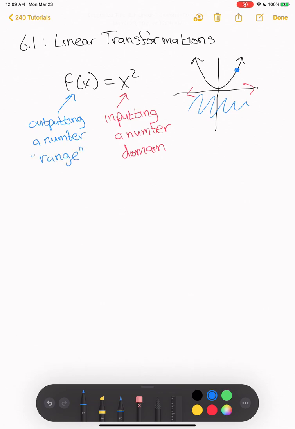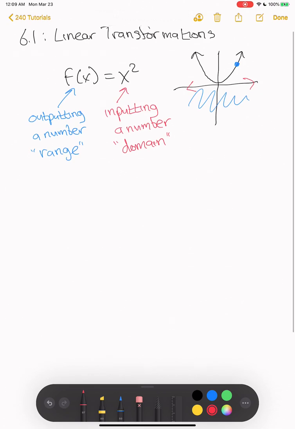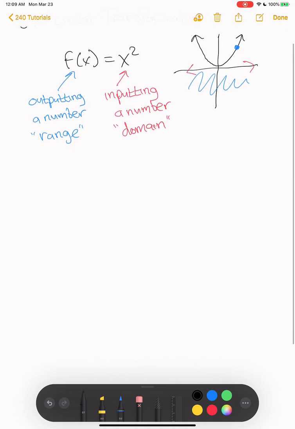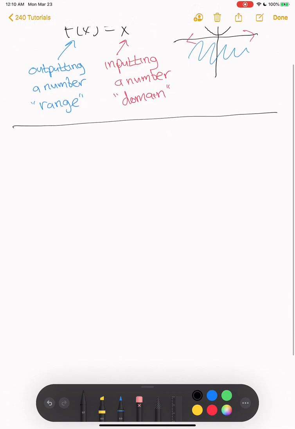So I want to bring up these terminologies again from the depths of your brain. And then I also just want to say that the size of the domain in this case is a little different from the size of the range. So that's something that I want to keep in mind as we move forward and do actual examples of linear transformations. So what is a linear transformation?